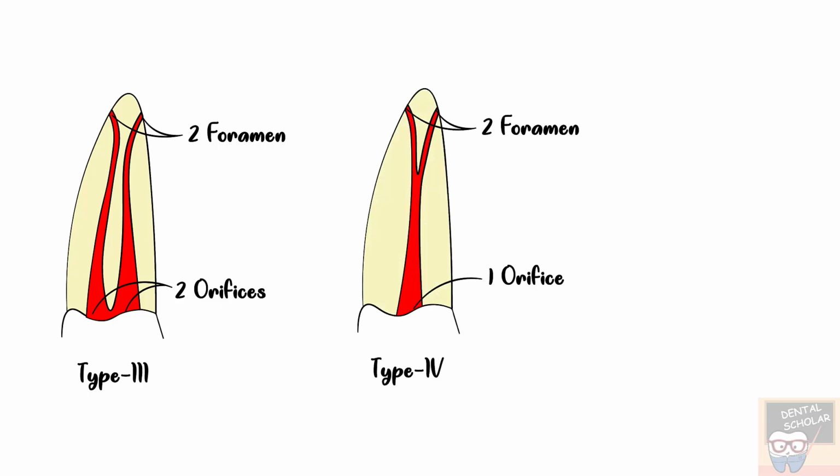In type 4, root canals begin in a single orifice but divide into 2 canals before ending at the apex in 2 separate foramen. So there is a single root canal when it starts from the pulp chamber, but this root canal ends at the apex into 2 canals. So here you will see that in both type 3 and type 4 we have 2 apical foramen. Let's now go to the second question.